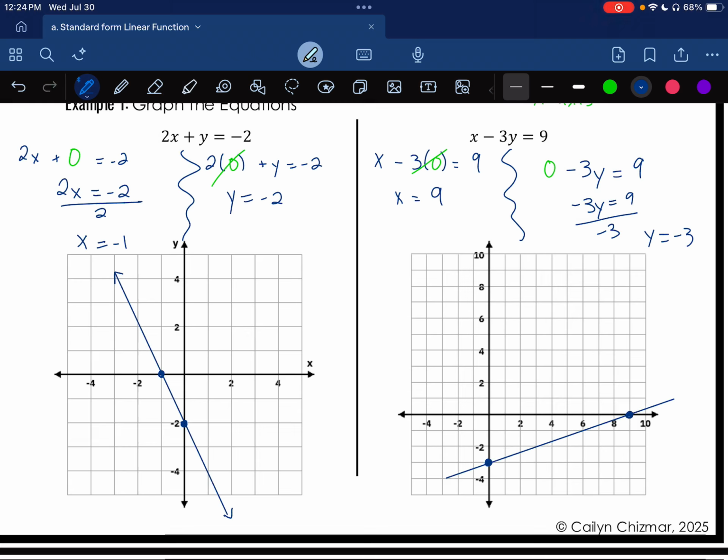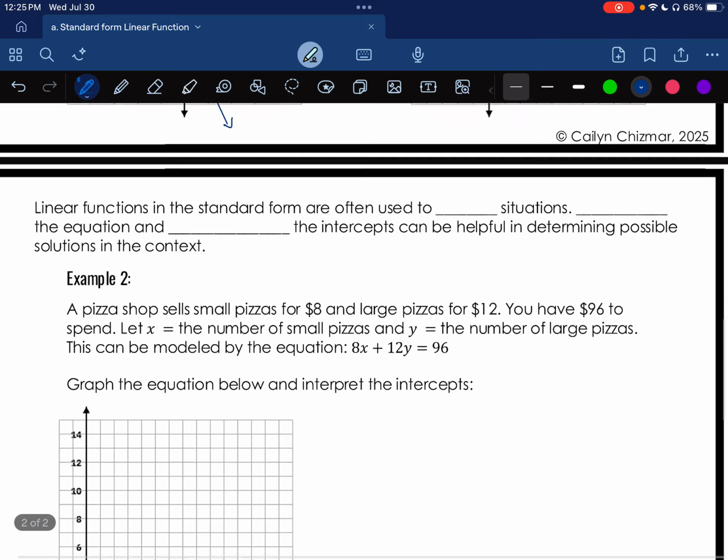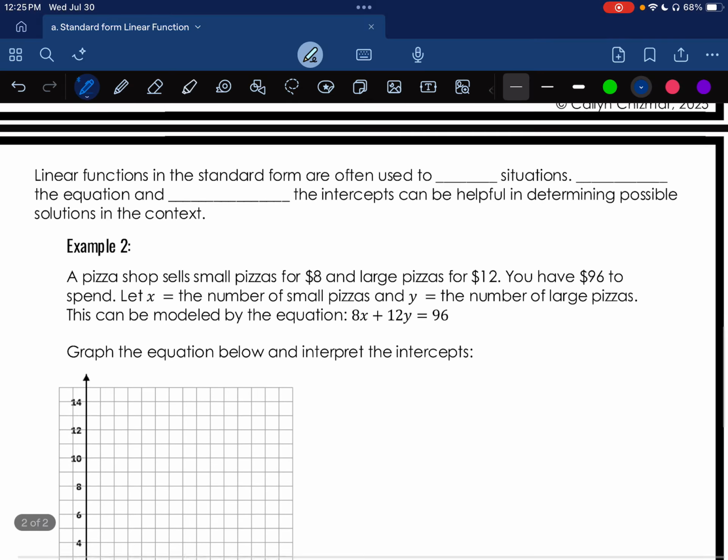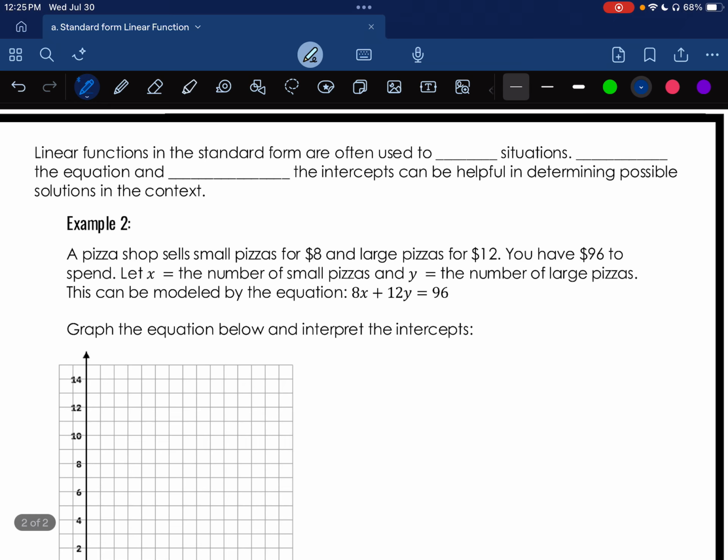All right, so now we can actually talk about some real world examples. So, linear functions in the standard form are often used to model situations. So, like a real life scenario. Okay? Graphing the equation and then interpreting the intercepts in context can be helpful to determine possible solutions. All right, so let's see this in action here.